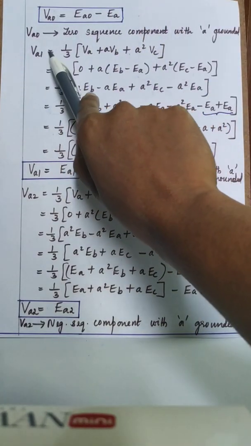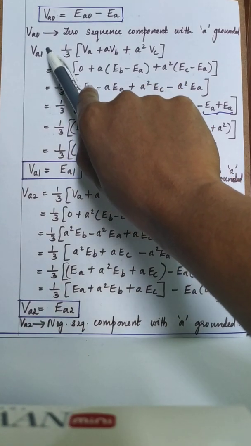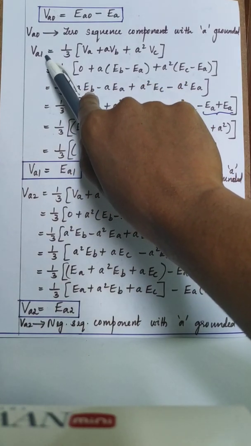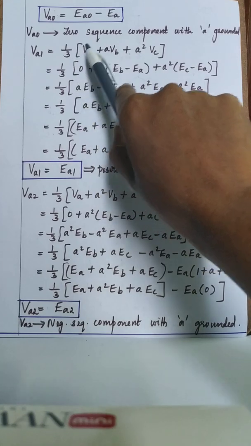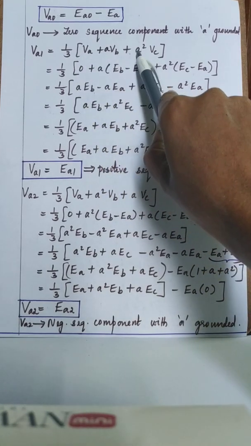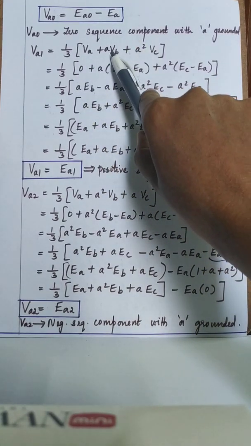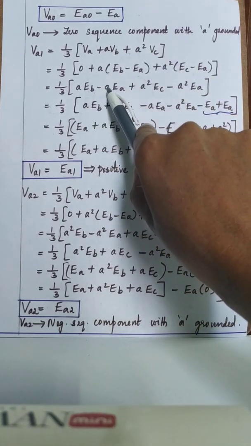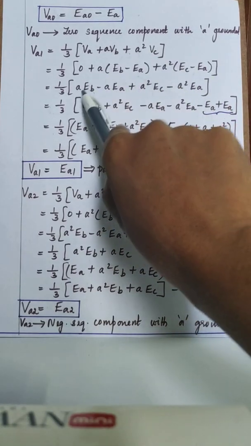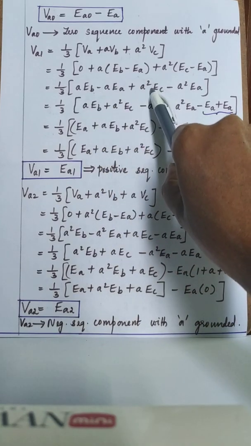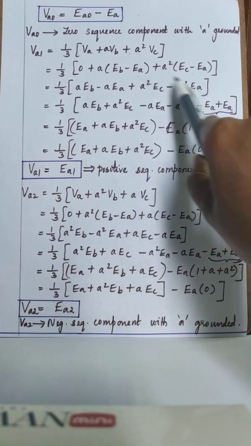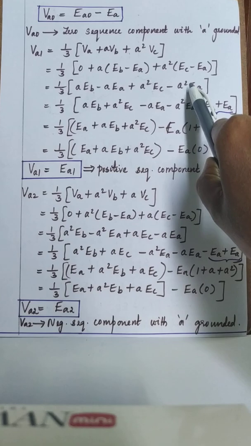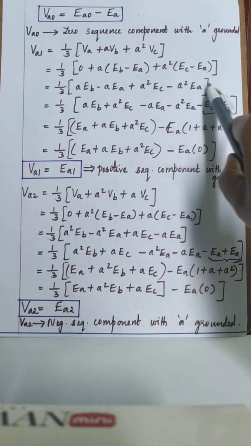In the same way, write the formula for VA1. VA1 is equal to 1 by 3 (VA plus aVB plus a squared VC). Substitute for VB and VC and expand it. You will get 4 terms. Group the positive terms aEB plus a squared EC, and group the negative terms EA, aEA and a squared EA.